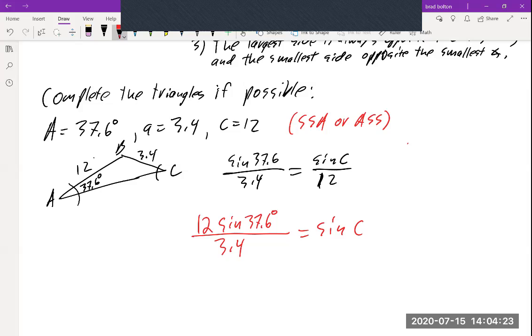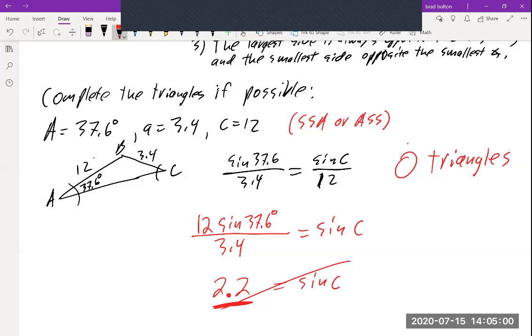So here becomes the problem. If we plug this in our calculator, we do 12 sine of 37.6 and then divide it by 3.4. I get 2.15-ish, okay, is equal to the sine of C if we round off. Now here's the problem, okay? This should actually be 2.2, 1 decimal place. So here's the problem. Can the sine of an angle ever be over 1? It can't, so this is impossible. So 0 triangles. There are no triangles that can be completed in this fashion.